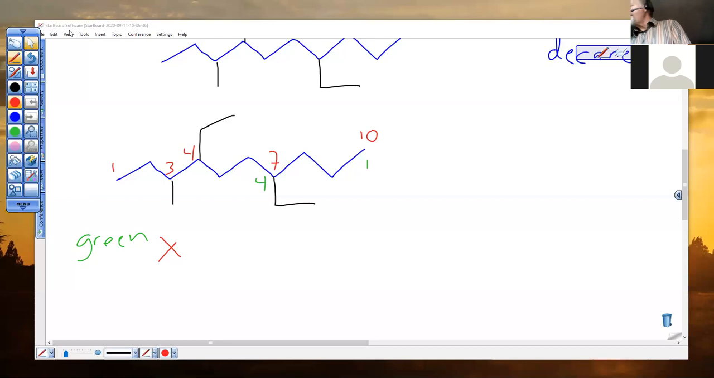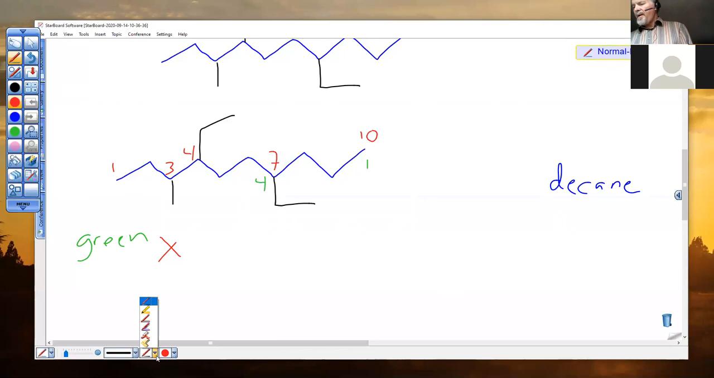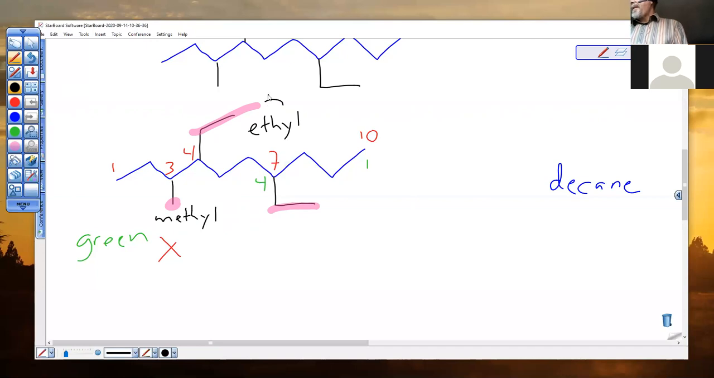So we have our decane, and here's our decane, and we have groups. We have a 2-carbon group, with the highlighter, 2 here and 2 there. That's not a methyl group, that is an ethyl group. And down here we have a 1-carbon group. That's a methyl group. Once again, we have an ethyl there and an ethyl there.